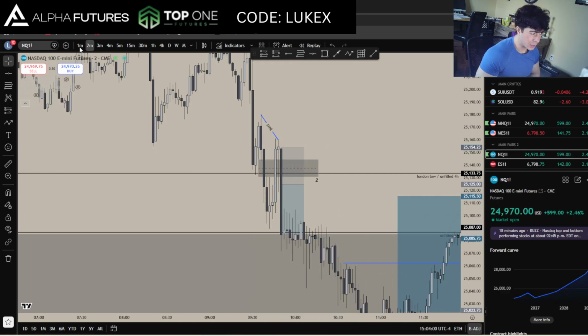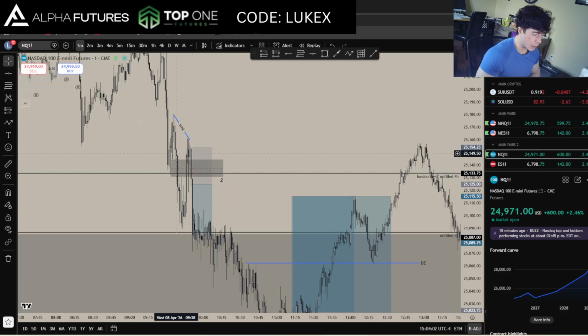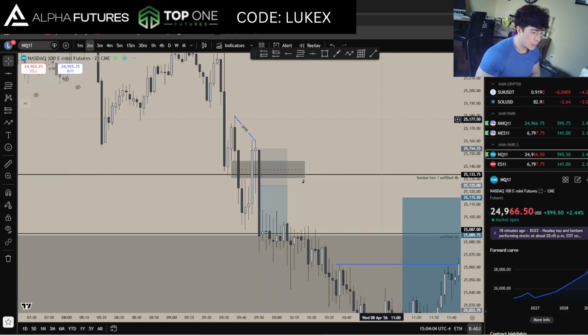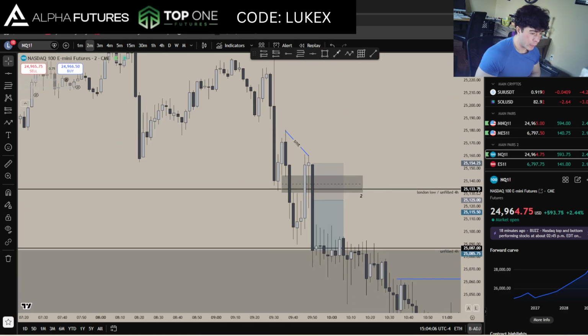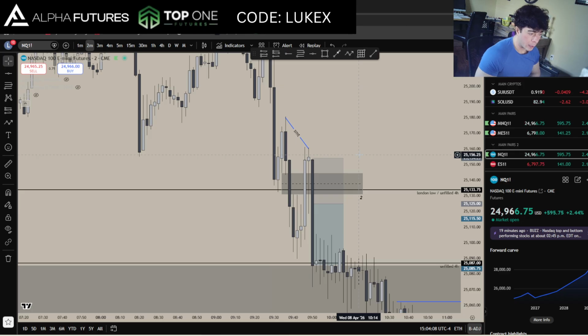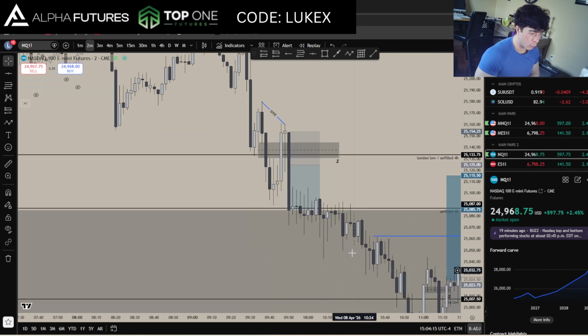Price dumps down, and this is where I ended up catching my short off this 1-minute close right there. So your inversions will fail like this when you're not pairing them with higher time frame context. In this case, the higher time frame context was that we needed to rebalance this 4-hour gap because we pushed so aggressively up during Asia.